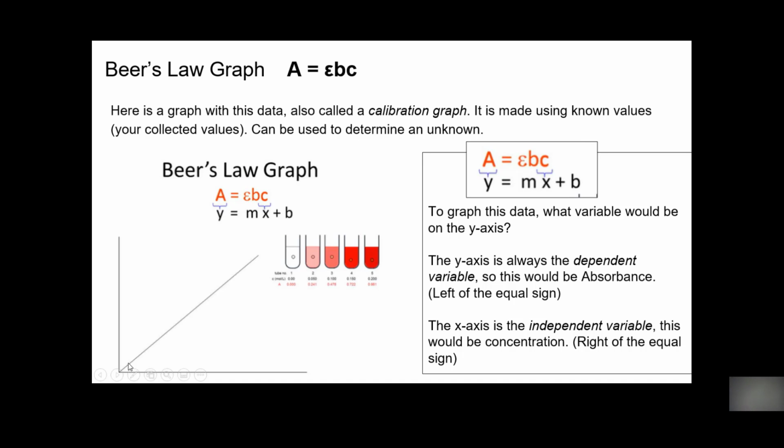So if it's a straight line, this is the y equals mx plus b. This is A equals y, and you can see that c is the x. Okay. So to graph this data, what variable would be on the y-axis? The y-axis is always the dependent variable. So this would be absorbance. So the y is going to go here. That's going to be absorbance. The x-axis is the independent variable. This would be concentration. So that's what's going to be down here.